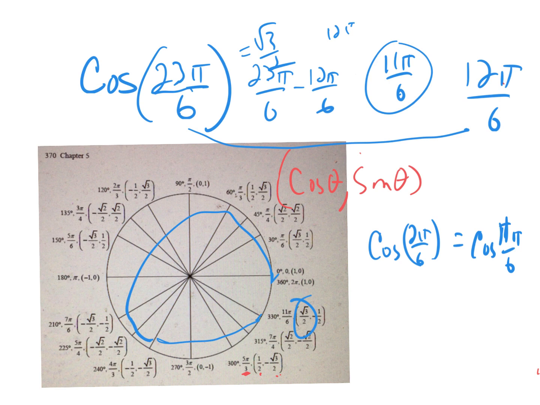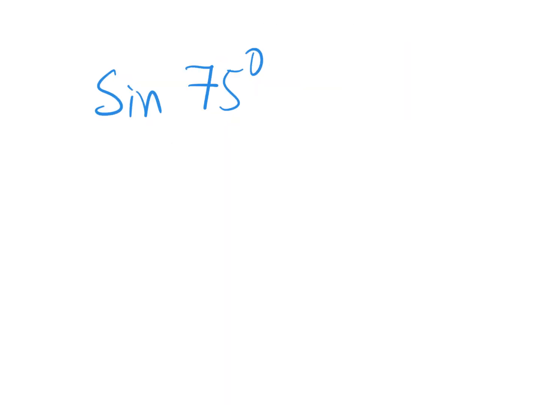Now, probably the last thing I should do in this video is talk about finding an angle that has the same sine as another. Suppose I want to find two angles. Let's do two angles between 0 and 360 degrees, since I'm in degree mode, that have the same sine as the sine of 75.